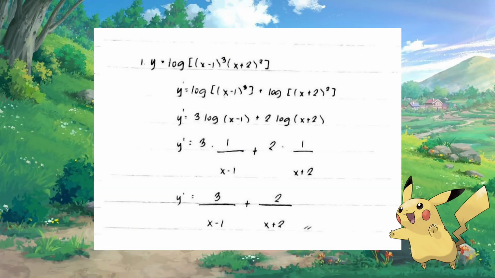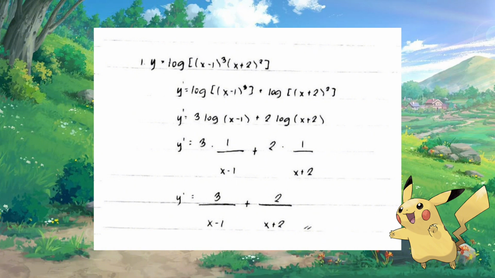Okay, so for number 1, we have the equation y is equal to the logarithm of quantity x minus 1 raised to 3 times quantity x plus 2 raised to 2. So, first, we have to use the logarithm property wherein yung log ng product ay equals sa sum ng logs. Kaya yung function natin ay magiging y is equal to logarithm of quantity x minus 1 raised to 3 plus logarithm of quantity x plus 2 raised to 2.